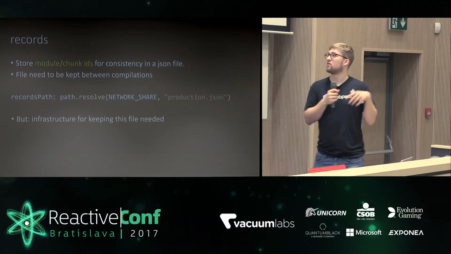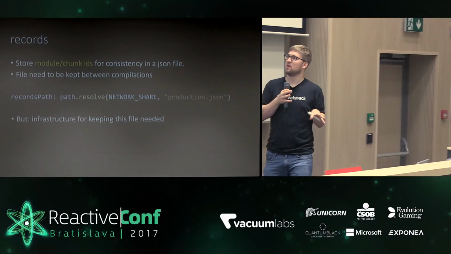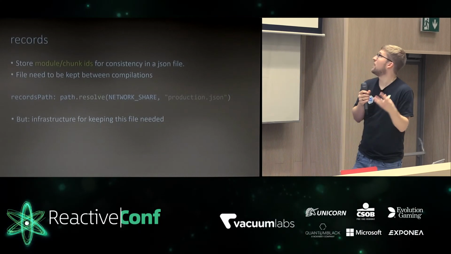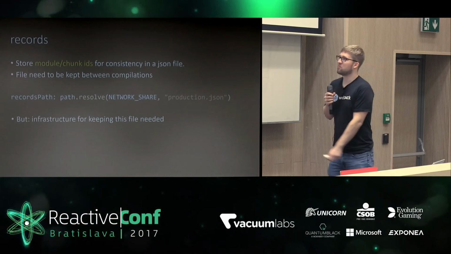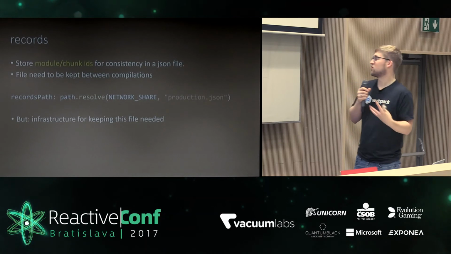But the problem is you have to keep this file somewhere and pass it to the next compilation. It's maybe a bit of infrastructure overhead. I can recommend a network share for storing this file, or checking it in to commit it is not that great. So basically a network share is the best option.